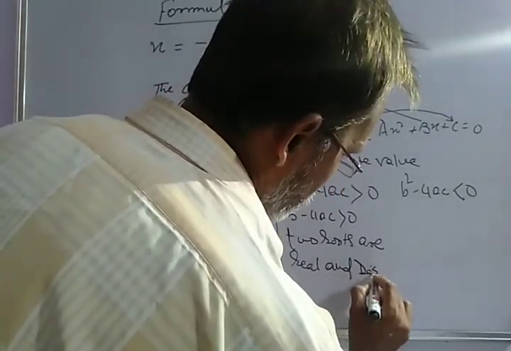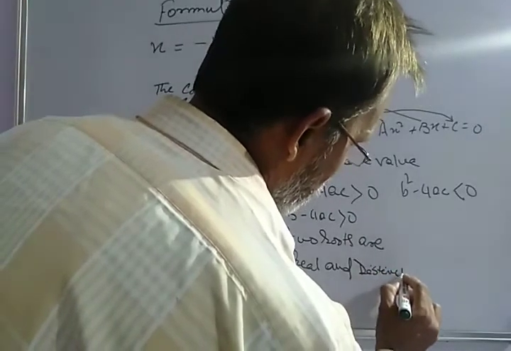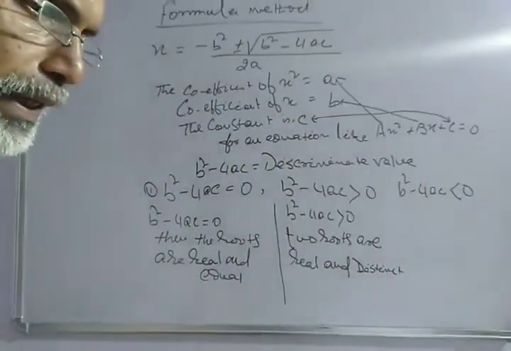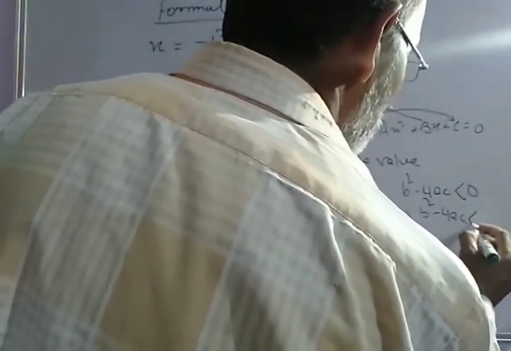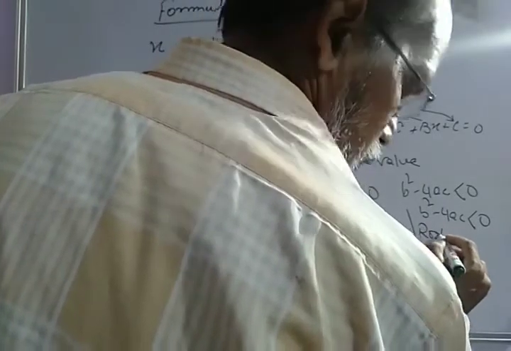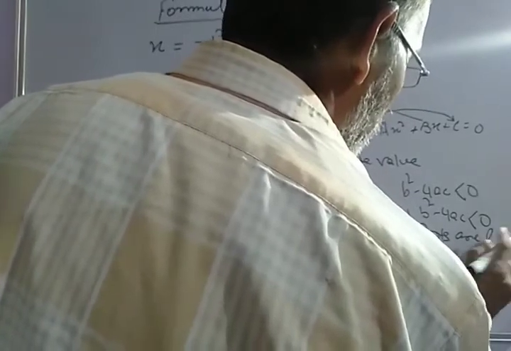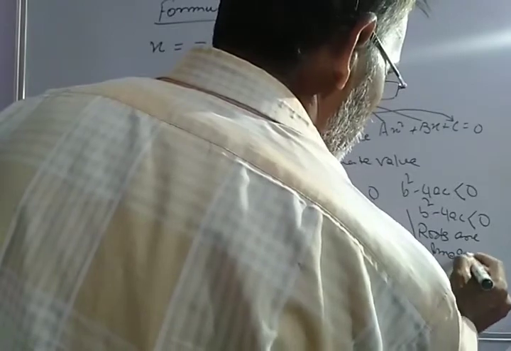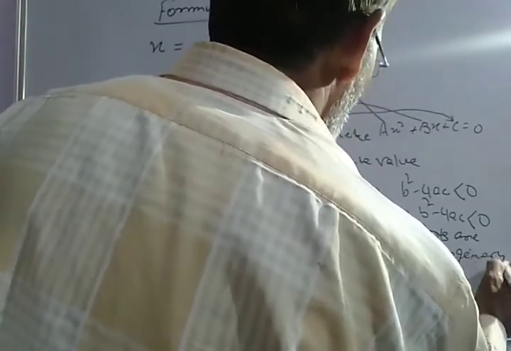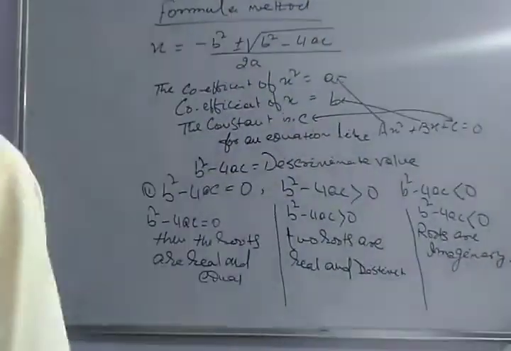Then if b square minus 4ac is smaller than 0, the roots are imaginary.